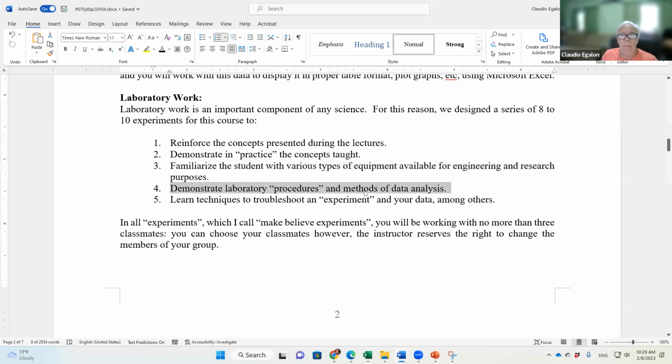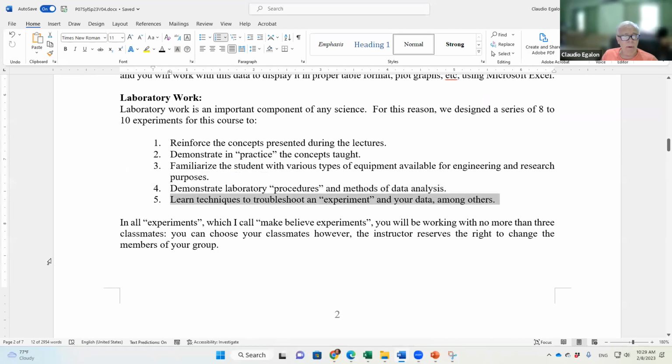Demonstrate lab procedures and methods of data analysis. In this lab that we're going to do, the virtual lab, we are going to emphasize mostly the methods of data analysis, because we're going to be using Excel. We're going to analyze data that I'm going to provide to you, and so on, okay?